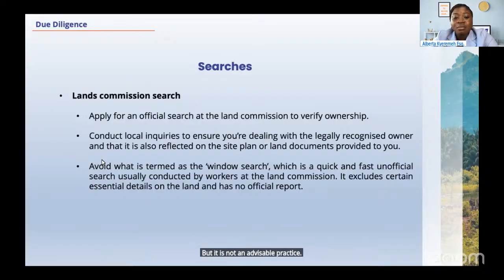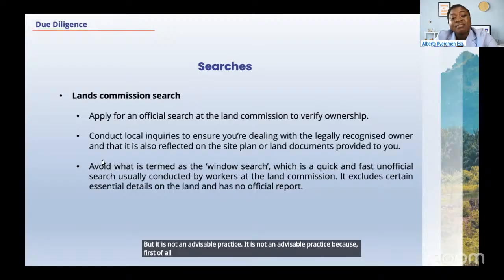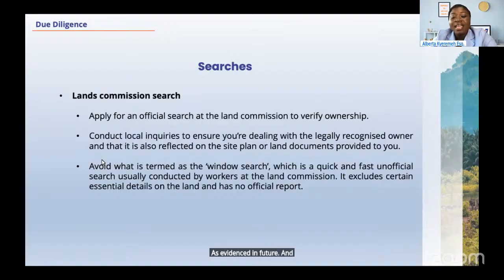It is not an advisable practice because, first of all, you don't have an official search report to use as evidence in future. And if any discrepancies come up later, you do not know who to hold responsible because it wasn't an official search from Lands Commission, and most of these workers will not own up when an issue comes up. So try and apply for an official search instead of doing this window search.